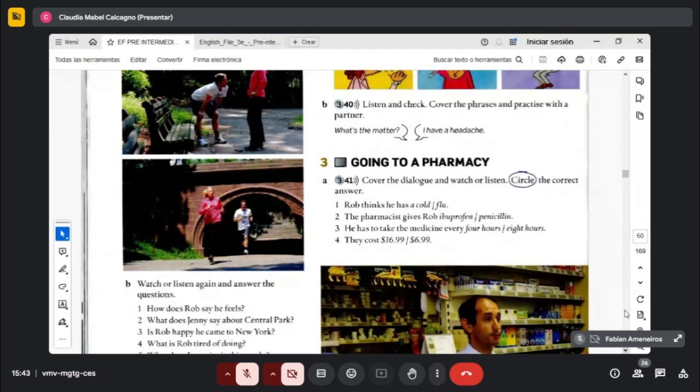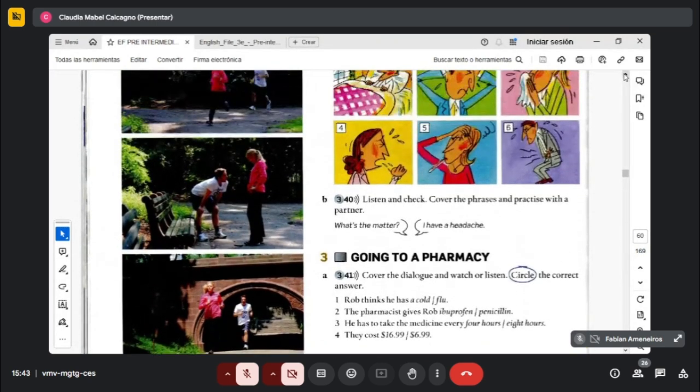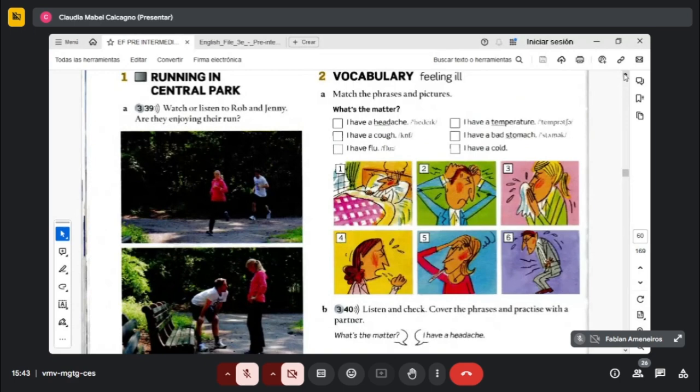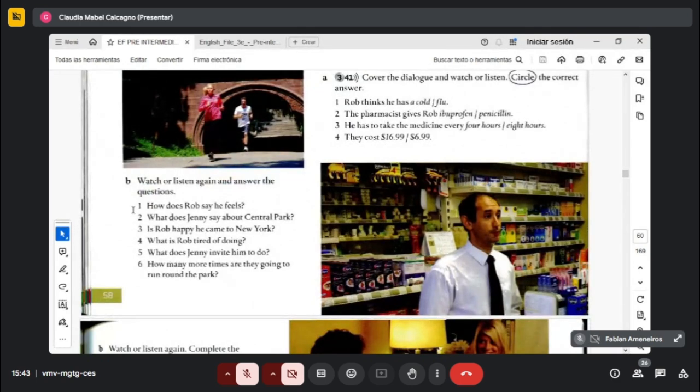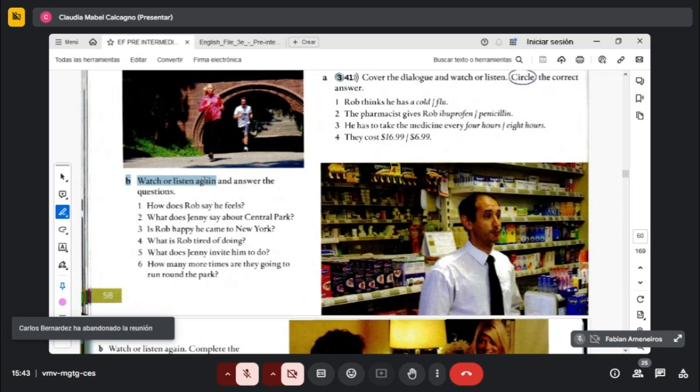So we're going to watch what happened, because we have 3 pictures here. We can see that they're running, but we don't know the context, right? Why are they running? So we're going to watch the video, and you have activity B that says watch or listen again and answer the questions. Okay, and there are 6 questions.